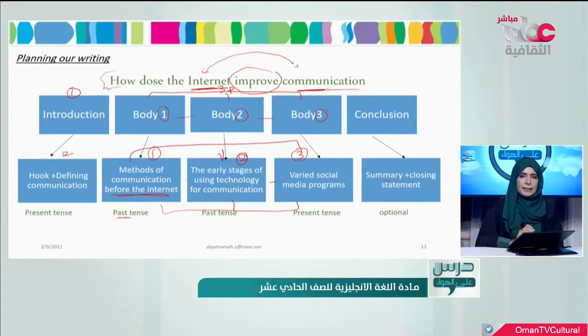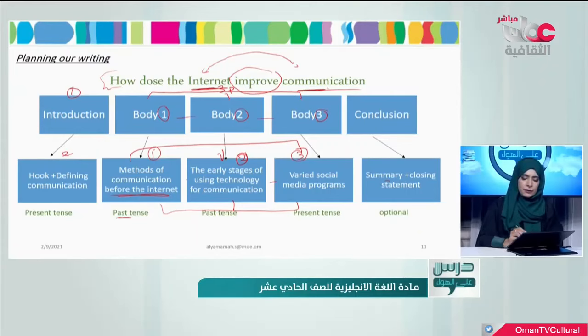Then if we have the second paragraph, look at the second paragraph. It will talk about the early stages of using technology for communication. That indicates I'm talking about the stage when we started using the internet. But are we now in the same stage? Of course, no. We passed a very big period of time since we started using the internet at the beginning. So here we will express this paragraph also using the past tense.